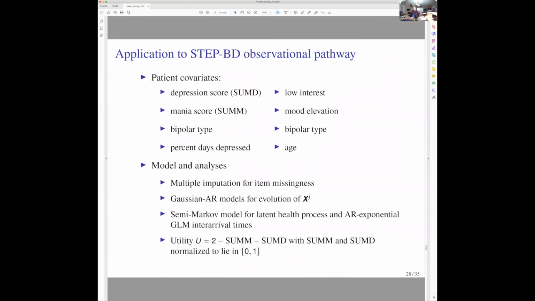So finally, just to return to the motivating application, if we look at step BD, in terms of patient covariates, we have depression score, mania score, bipolar type, and so on.